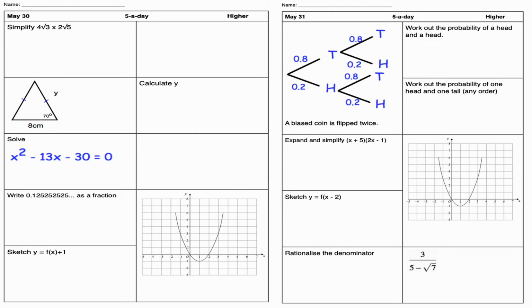Hi, welcome to this video looking at the higher tier for May 30th and May 31st for the 5 a day. Okay, this is from the old specifications, so it's from the GCSE starting G grade, but it's still appropriate, okay, for higher tier students doing GCSE 9 to 1 maths.